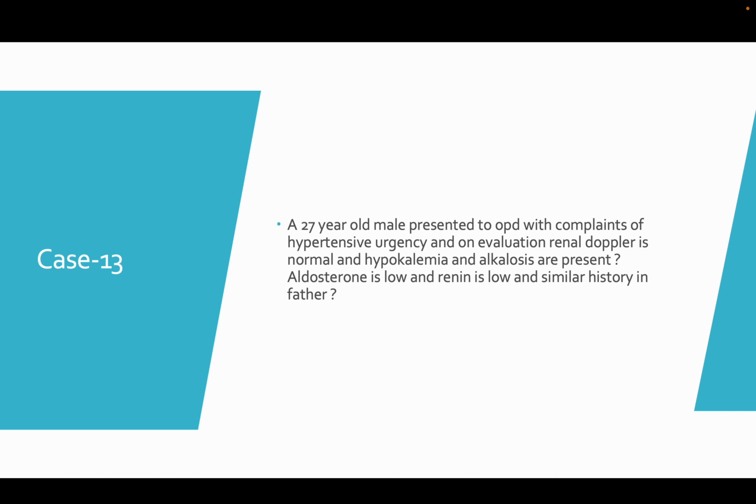So this might be a case of Liddle syndrome. Liddle syndrome is autosomal dominant. The patient will have low aldosterone and low renin. They have activation of ENaC or the mineralocorticoid receptor gene, where they have an activating mutation. Because of that, there is hypokalemia and metabolic alkalosis along with low aldosterone, low renin, and also hypertension. And they have autosomal dominant inheritance. That is a case of Liddle syndrome.